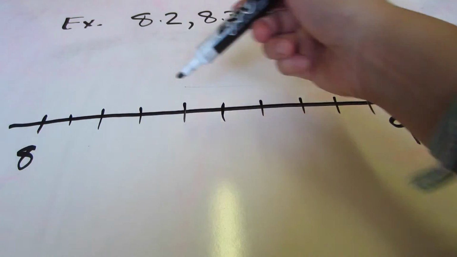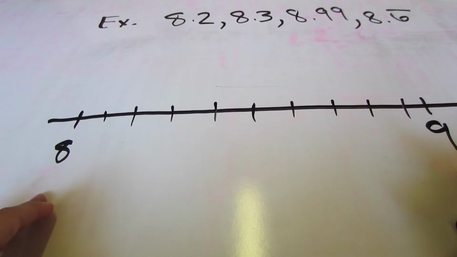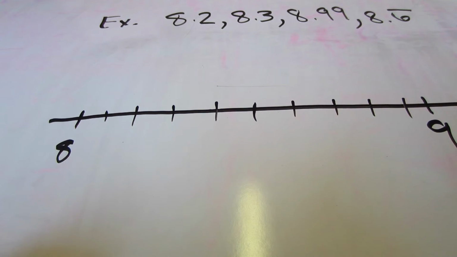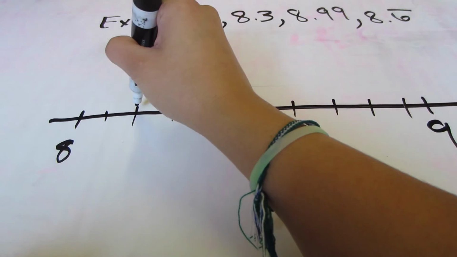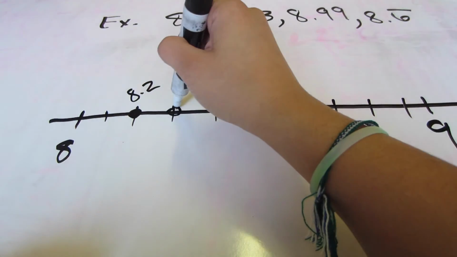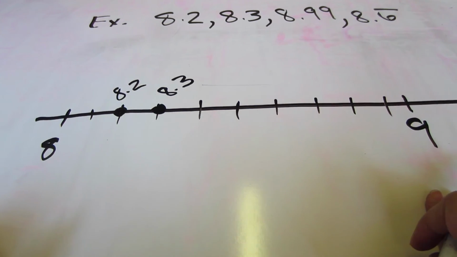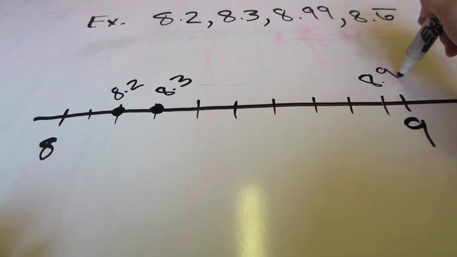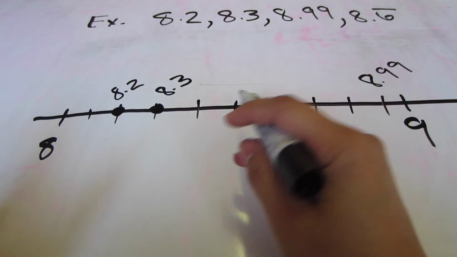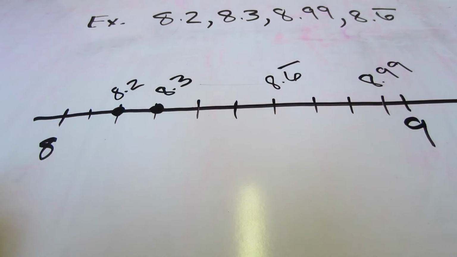So now we can place these numbers within the number line. So I split this up into 10 lines, and you don't have to do this, but it can help. So 8.2 would be here, then 8.3 would follow. 8.99 would be really close to 9. This is 8.99, and 8.6 would fall around somewhere in between here. So right here, 8.6, and it's repeating.